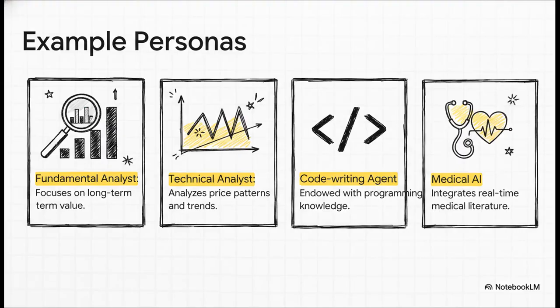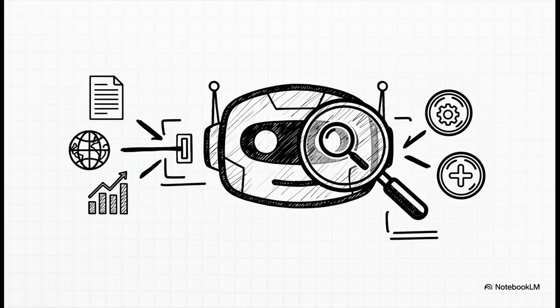And believe me, this isn't just a fun gimmick. Different personas will give you dramatically different results. Tell it to be a fundamental analyst, and it's going to scrutinize a financial report for long-term value. Ask it to be a technical analyst, and it'll look for short-term patterns in the very same data. A code writing agent thinks in logic and syntax, while a medical AI prioritizes diagnostics based on literature. So here's the bottom line. Context tells the AI what information to focus on, but the persona tells it how to process that information. It defines its priorities, its whole analytical style, the very lens it uses to see the problem.